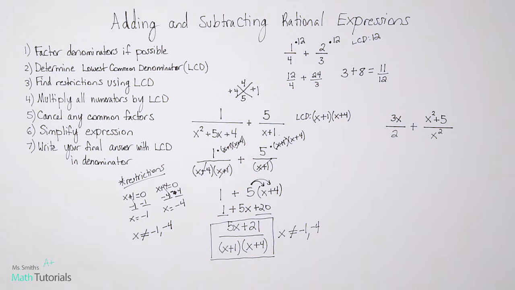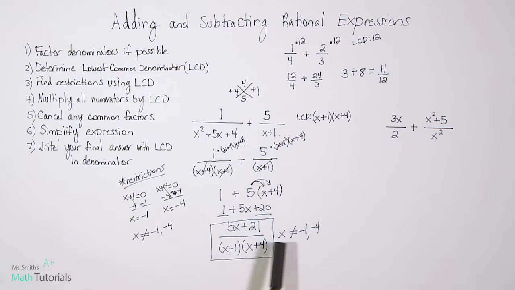So again, those restrictions are saying that x cannot be these things, because if I were to plug in negative 1 for x or if I were to plug in negative 4 for x, I would end up with a denominator of 0, which we cannot have. Let's look at a second example together.